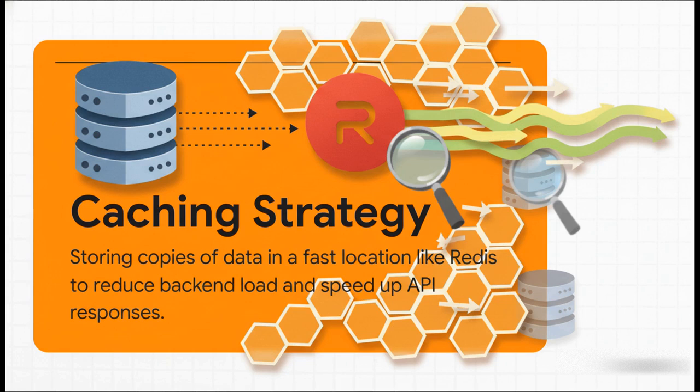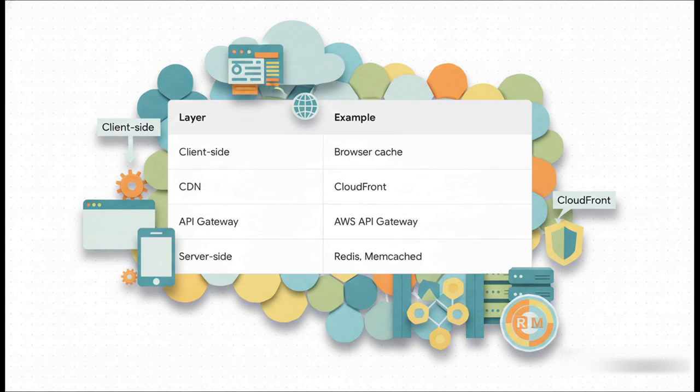The hardest part, of course, is figuring out when to get rid of old data, a classic problem we call cache invalidation. And this is a great way to see that caching isn't just one thing you do in one place. You can and should do it at multiple layers in your system. You can cache stuff right on the user's browser. You can use a CDN like CloudFront to cache at the edge, closer to your users. You can cache at your API gateway.